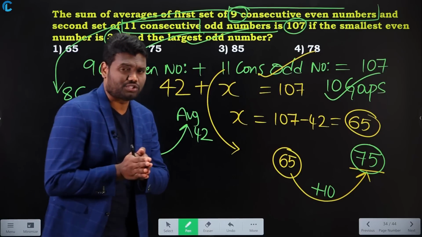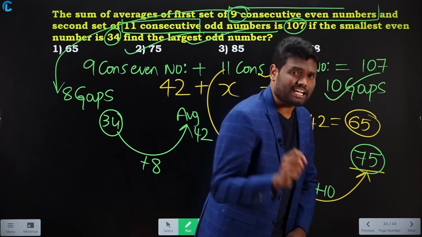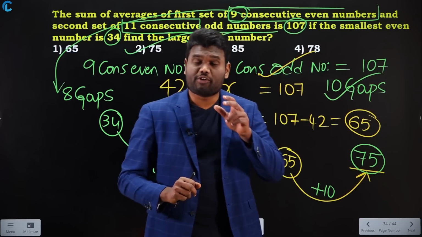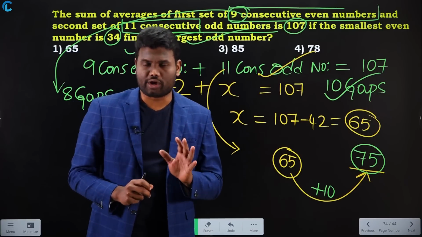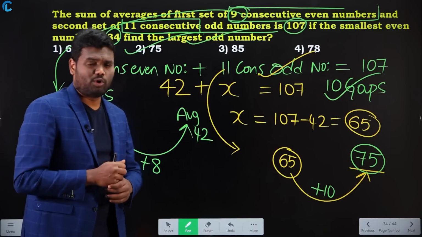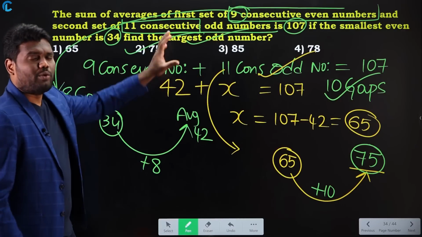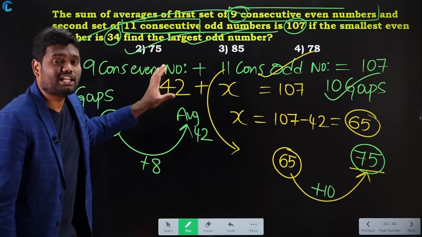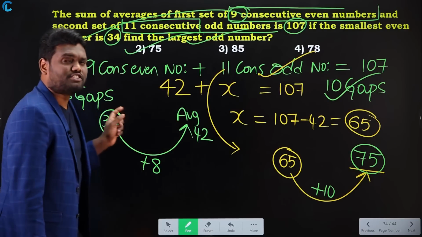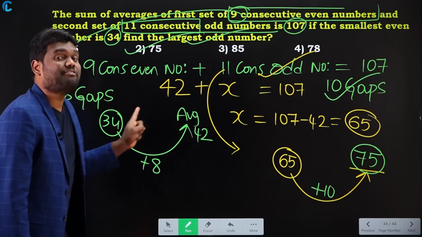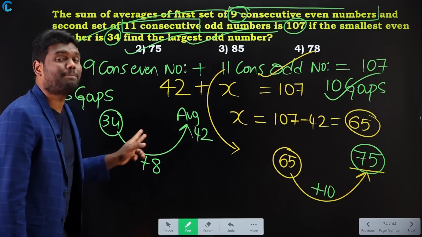Very, very simple question. But if you are able to understand the question, then it's simple. If you are unable to understand the question, then even this question is going to look complicated. Okay? I will explain one more time. Just observe here carefully. We have 9 numbers. For 9 consecutive even numbers, number of gaps will be 8 gaps. If smallest number is 34, average is going to be 34 plus 8.